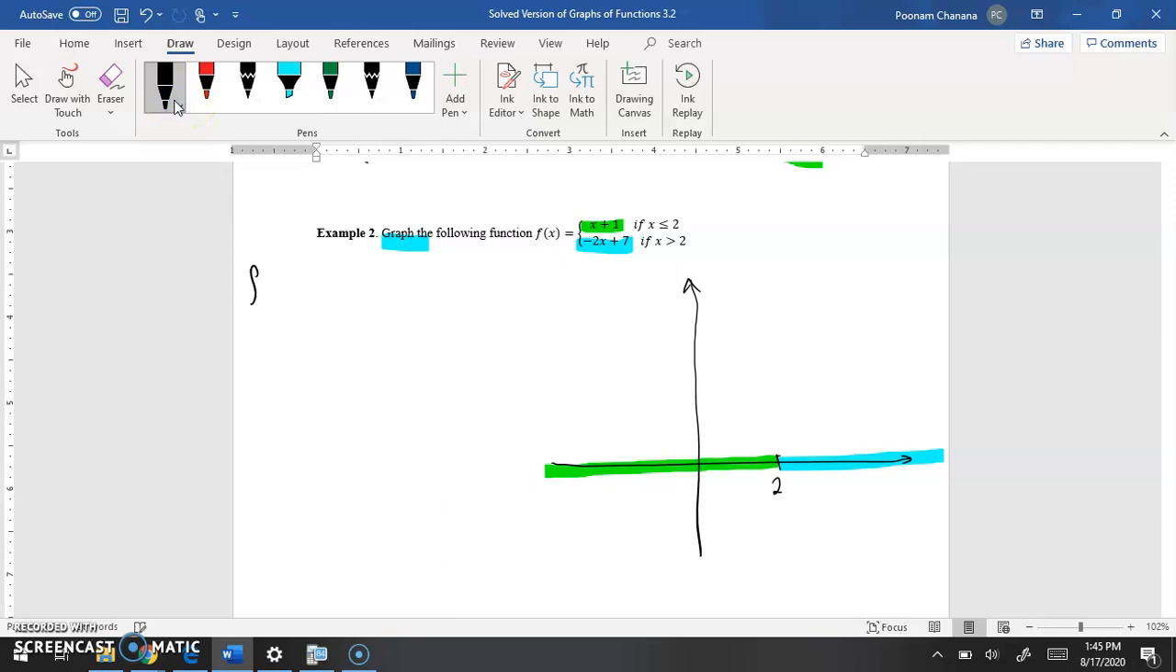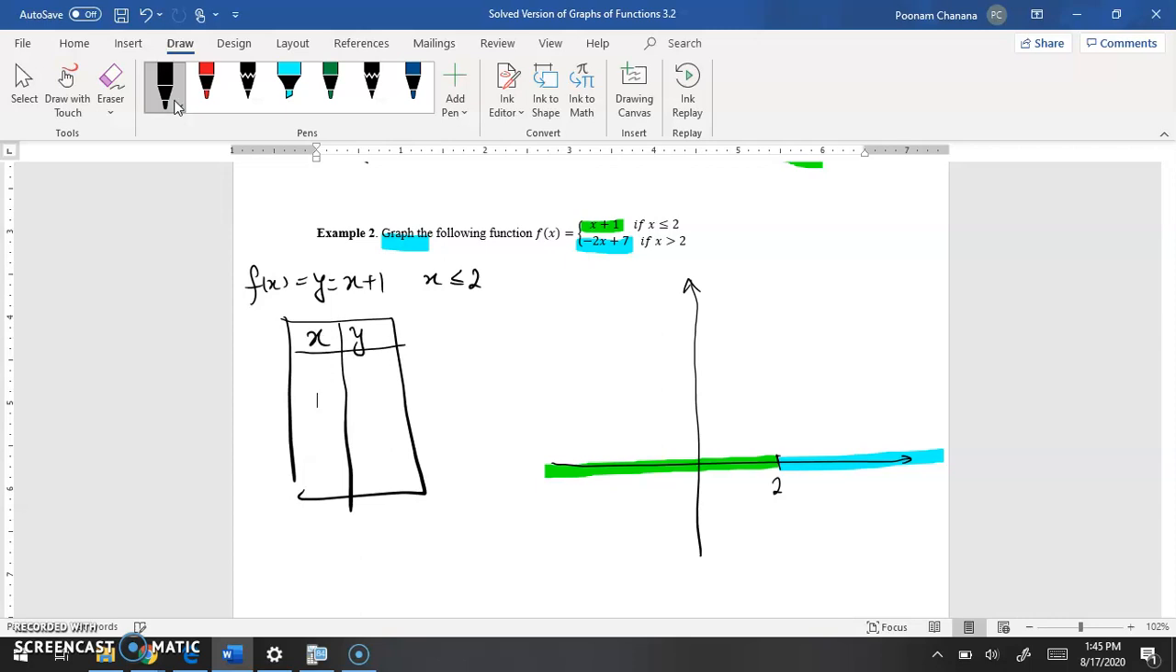The first part of the function f of x, which will give us y obviously, is equal to x plus 1 provided x is less than or equal to 2. So let's draw that part. For that, how do you graph it? We always have to draw a table of values x and y. So x can take any real numbers, but in this case, we have to take x's value less than or equal to 2. So at 0, y will be 0 plus 1, that is 1. At 1, y will be 1 plus 1, that will be 2. At 2, y value will be 2 plus 1, that is 3.